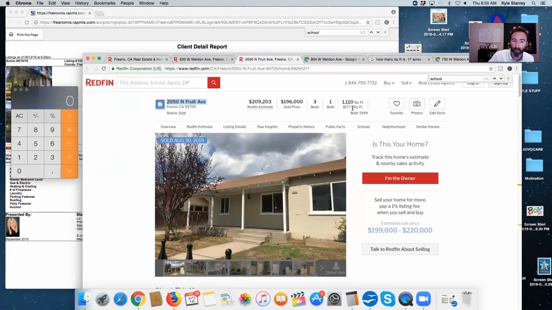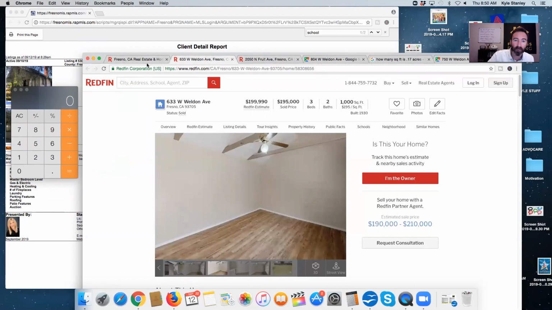So this first one was $177 per square feet. This second one on Weldon is $195 per square foot. And so I'm going to say, let's just go for now and say that it sells at $182 per square foot. Let's be super conservative. 182 times 1176. Wow, that's actually really good.